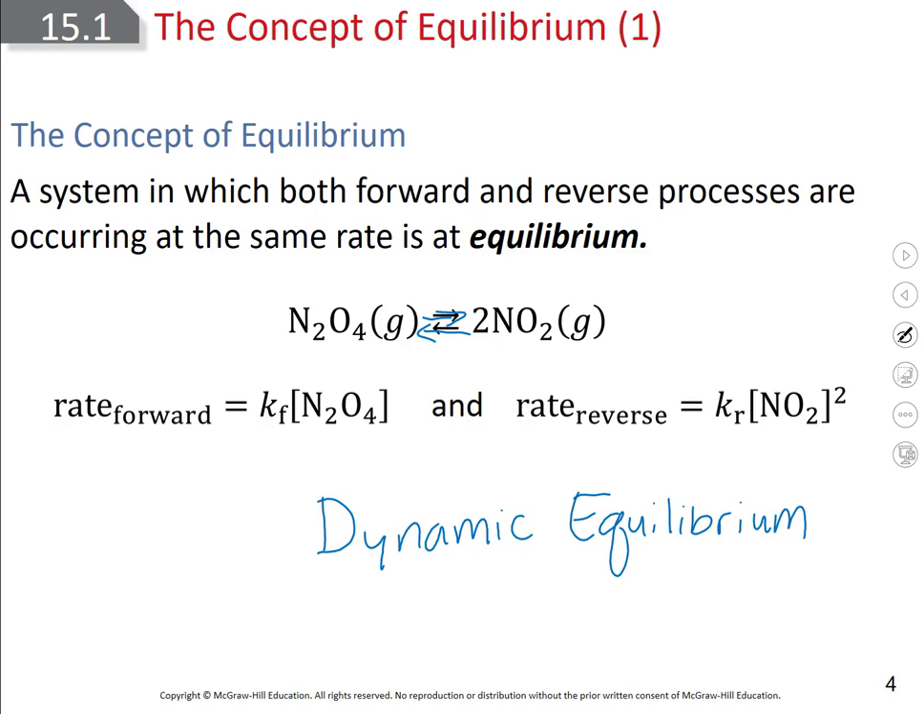So your relative amounts of your reactant and products are staying about the same, but you are still having these reactions going on. This is not static. Static means nothing's moving, everything is just frozen. This is not a static equilibrium. This is a dynamic equilibrium. So they are still moving, they're still reacting. It's just because the forward reaction and reverse reaction are happening at the same rates, your overall concentration of everything is going to remain constant.